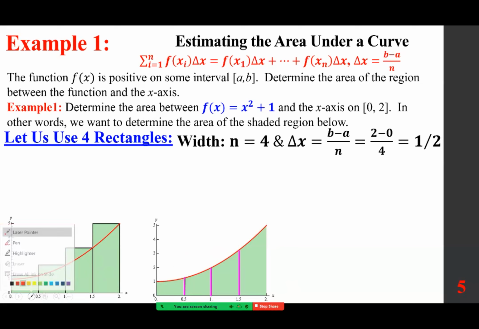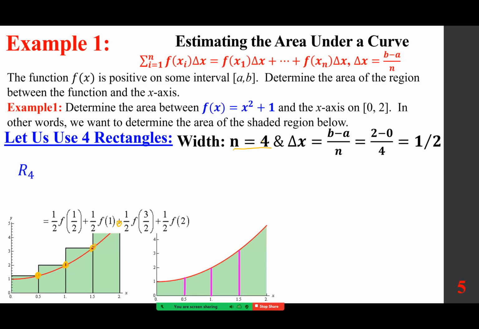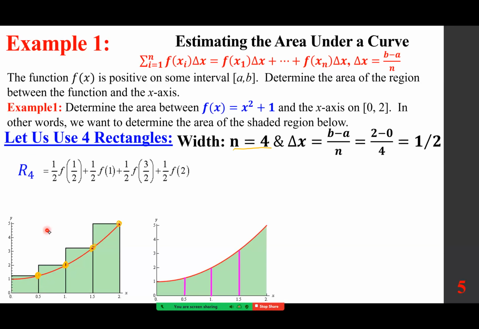Therefore, what we need for the height for the first one is the y coordinate of the endpoint. So R sub 4. We call it R because it's the right endpoints. We call it R sub 4 because n is 4. So we get this. I want to make sure we understand how we arrive at it. So delta x is fixed at 1/2. So 1/2 times f of either 0.5 or 1/2.